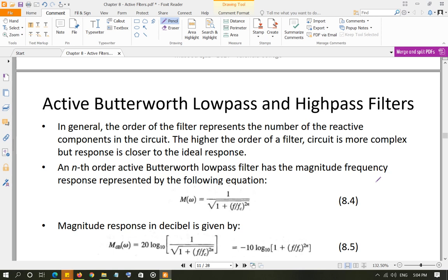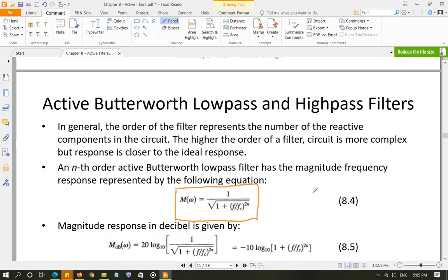So the active filters that we are going to study are Butterworth low pass and high pass filters. We are only discussing two types of active filters, high pass and low pass, and they are Butterworth filters. As you can see, the magnitude response of the Butterworth filter is given by this equation.